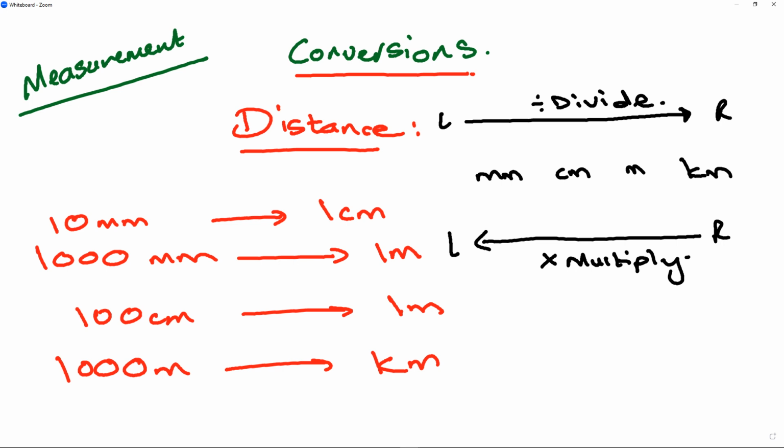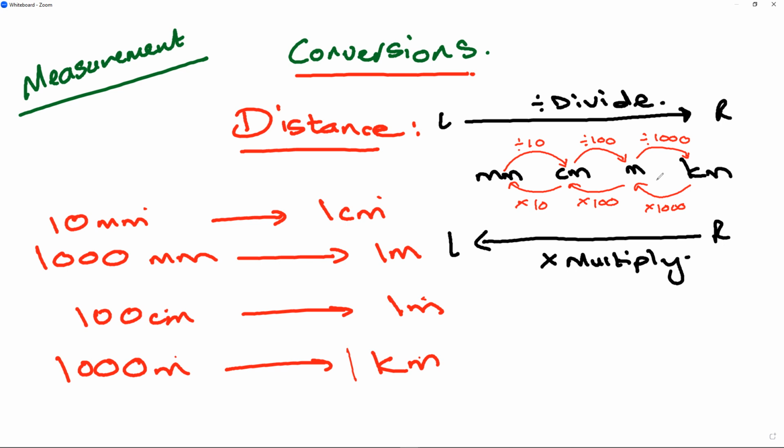So what do we divide and what do we multiply by? Let's have a look at that. So if I want to go from millimeters to centimeters, what do we do? Divide by 10. If I want to go from centimeters to meters, divide by 100. If I want to go from meters to kilometers, divide by 1000, right? So if I'm going backwards, I'm going to multiply by 1000, multiply by 100, and multiply by 10.